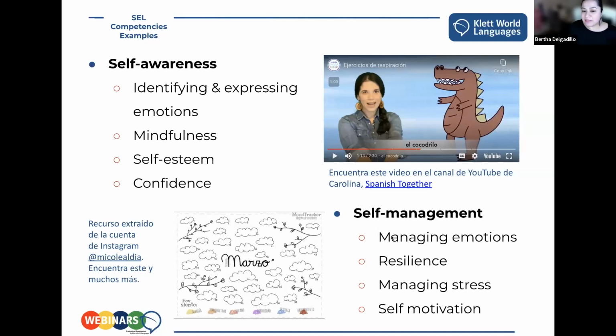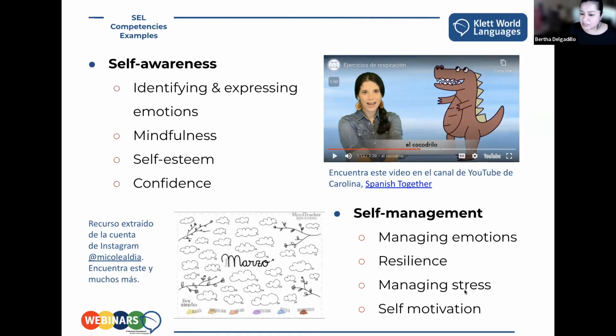So we talk about self-management and managing emotions, resilience, managing stress, and self-motivation. So when I developed generalized anxiety disorder, and I had it a couple years ago, and I still have sometimes mild little attacks, but I know how to cope with them better because back then, a couple years ago, I was not good at managing my own stress. And over the years, I have learned so many things that I now can share with my students.